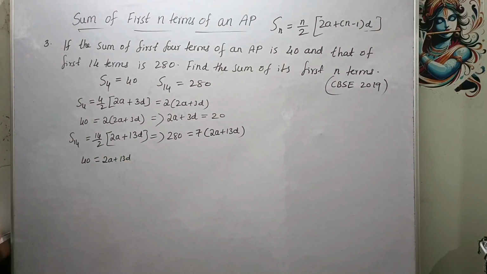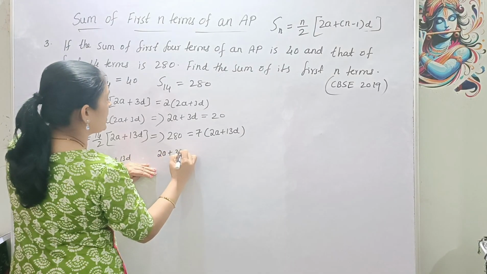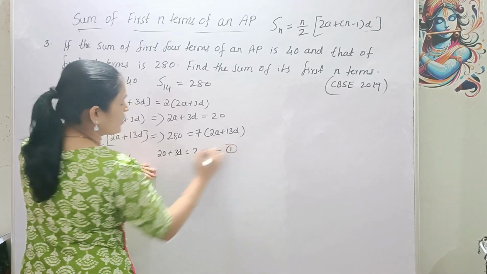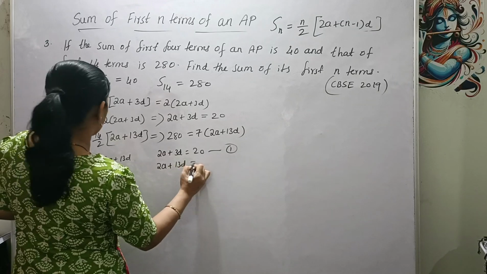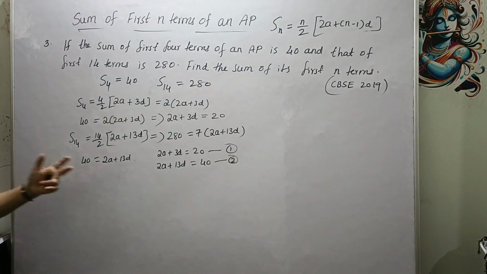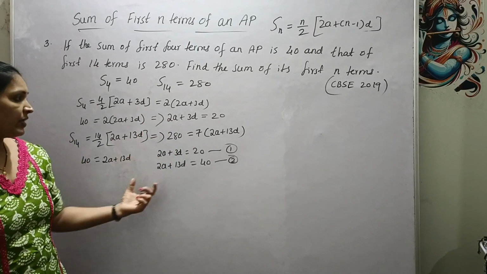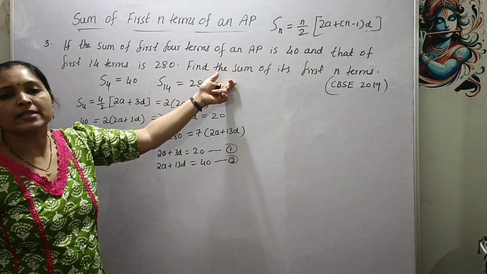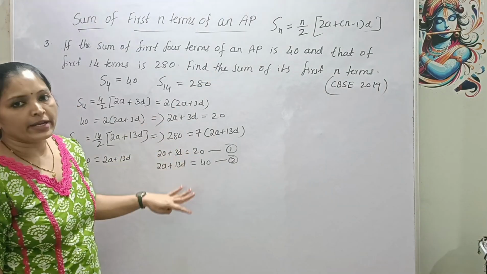See, we have got two equations. One is 2a plus 3d is equal to 20, the first equation, and next 2a plus 13d is equal to 40, the second equation. By elimination method we can find the values of a and d. After that we can find the sum of its first n terms. So let's find the values of a and d.